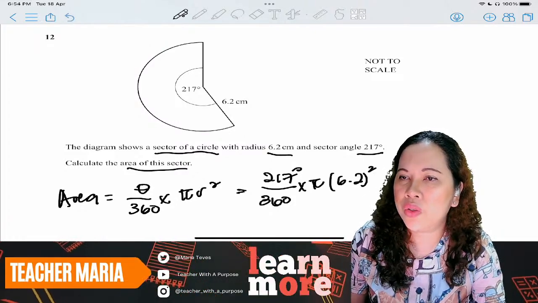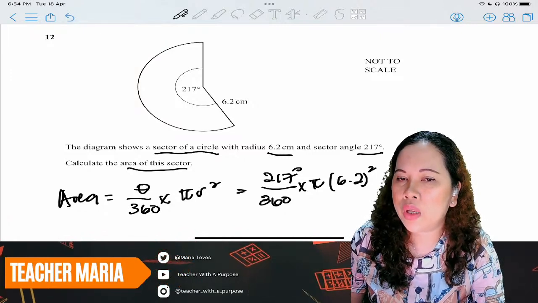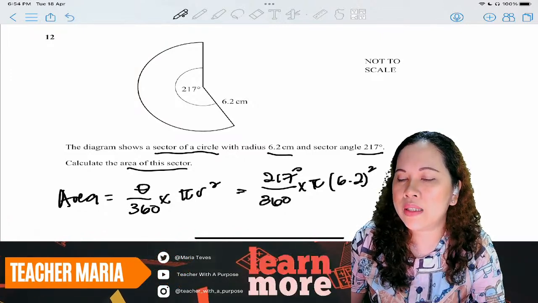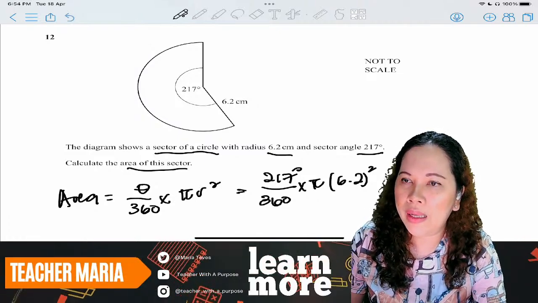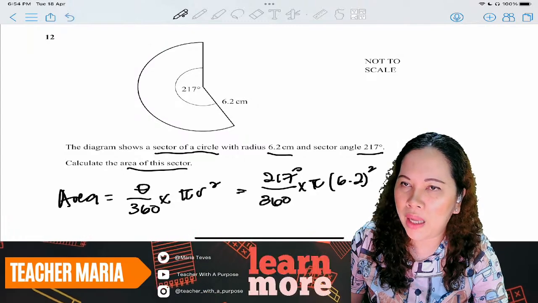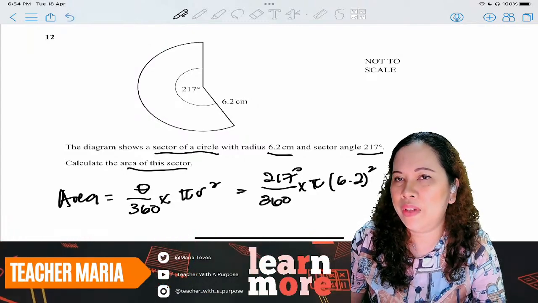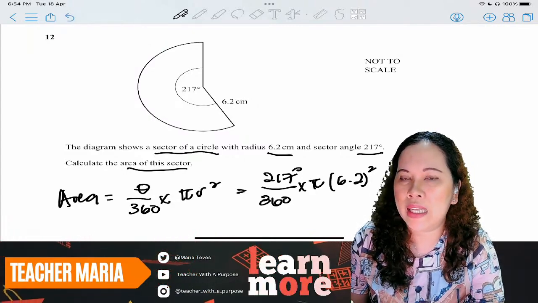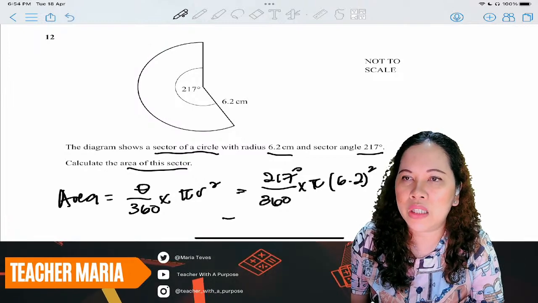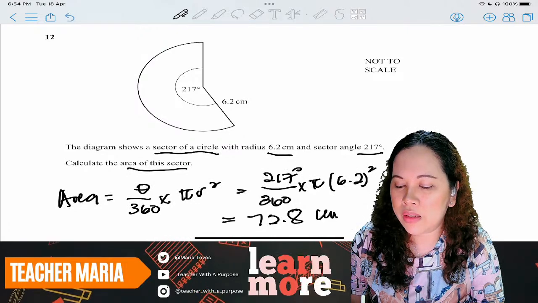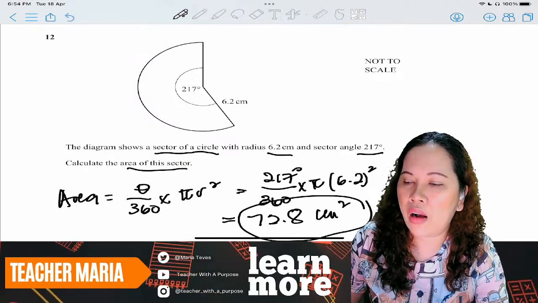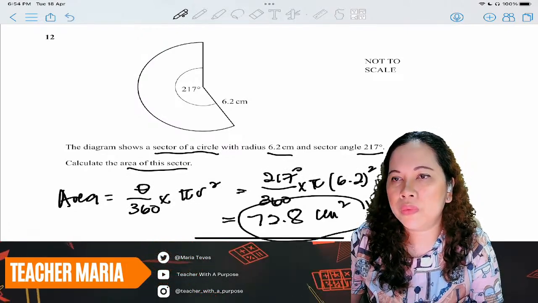And then just use your calculator to calculate this value, that is 6.2 being squared. After that, you multiply it with pi, and then you multiply it with the fraction of 217 divided by 360. And then you will get a value which is 72.8 centimeters squared. So this is the area of your sector.